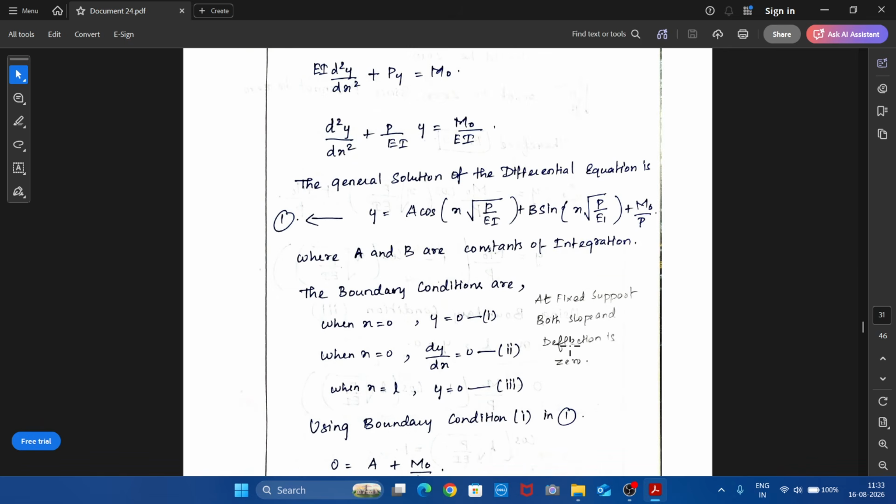So the boundary conditions are: when x equal to 0, y equal to 0, that is, deflection at A is 0. When x equal to 0, dy by dx equal to 0, that is, slope at A is 0. When x equal to L, y equal to 0, that is, deflection at the end B is 0.